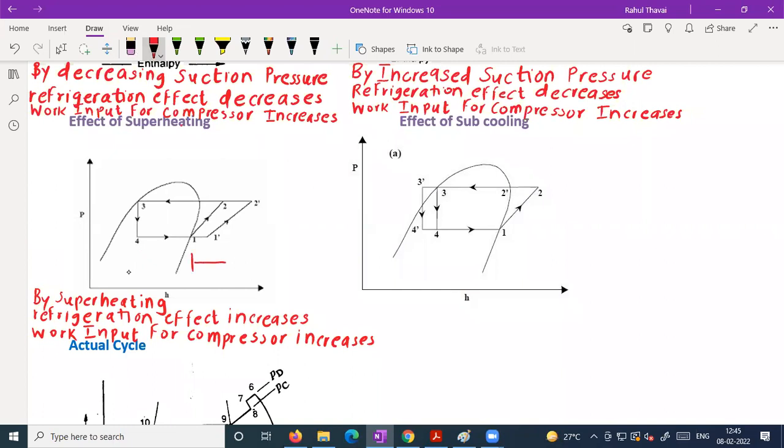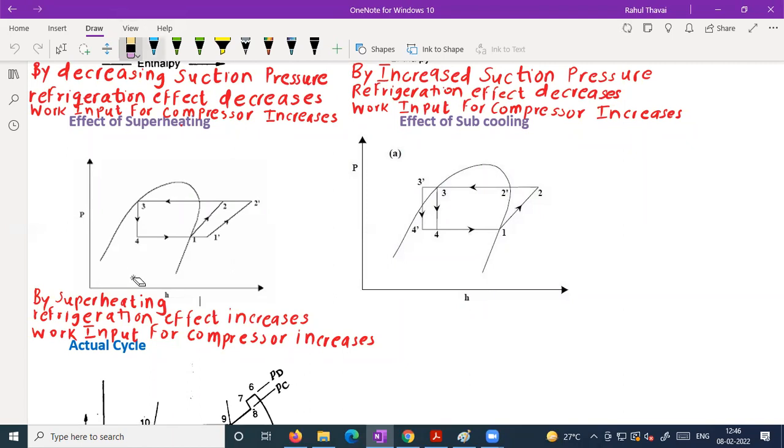Initially we used to supply only this much amount of work to the compressor. Now we need to supply this much amount of work to the compressor. So obviously work input is also increased. So you will get more refrigeration effect, but at the expense of work input supplied to the compressor. So more refrigeration effect you will get by supplying more power to the compressor. Is that okay? Yes. Let me know.